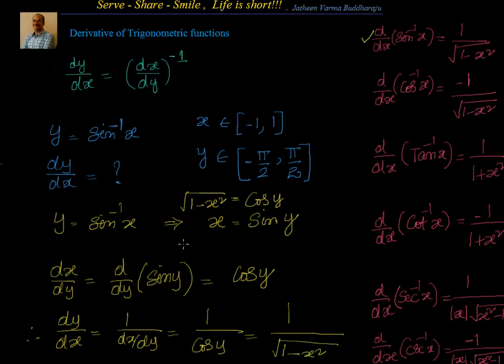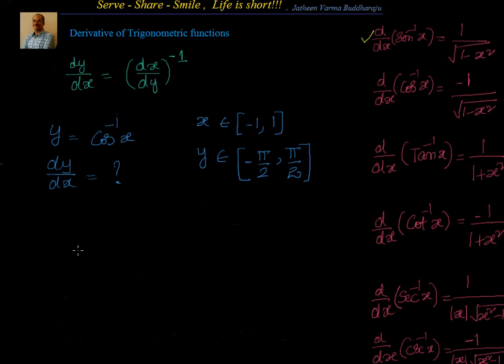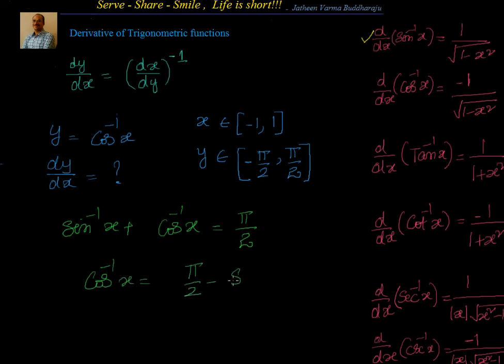Let's go to the next one. Now let us see how we can find out the derivative of cos inverse x. You can apply the same logic and do that, but I will prefer to finish it in a simple way. I will say we know that sin inverse x plus cos inverse x equal to pi by 2. Will you agree with me? We have seen that when we did inverse trigonometric functions. So can I write down cos inverse x equal to pi by 2 minus sin inverse x?